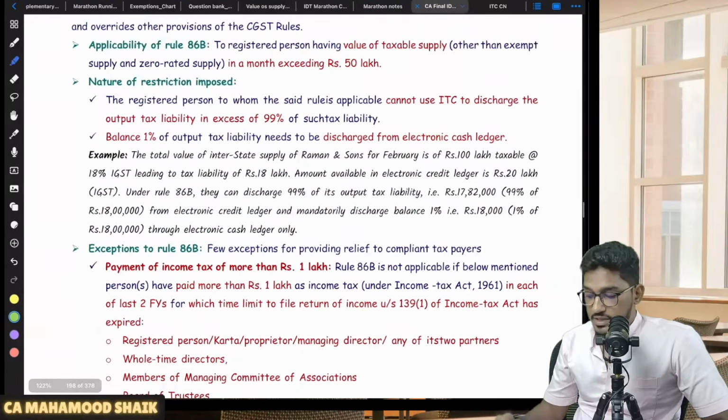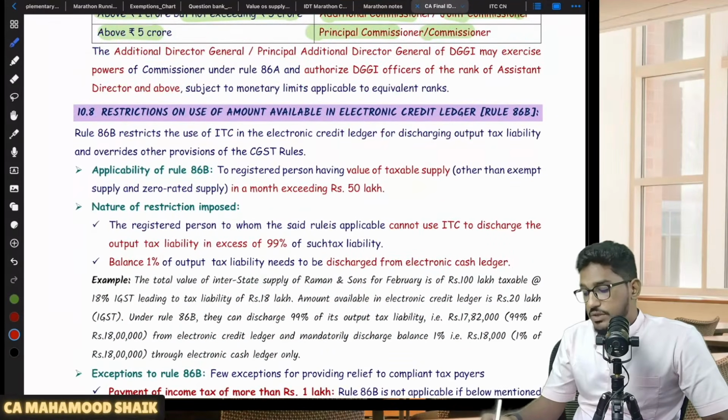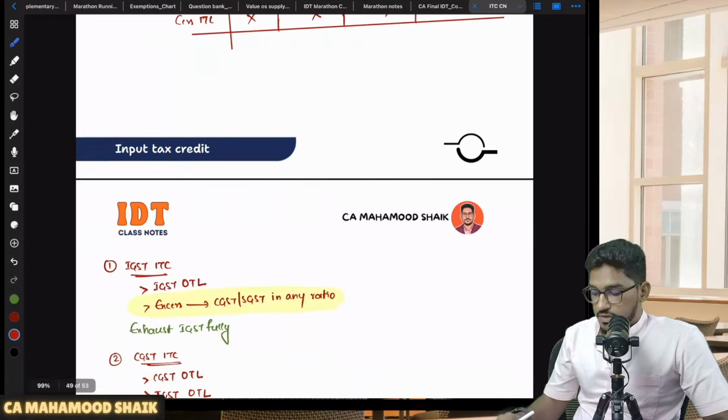Now I will talk about rule 86B also. Now I will talk about rule number 86B. Sir, what is rule number 86B? Very simple here. Very, very simple.